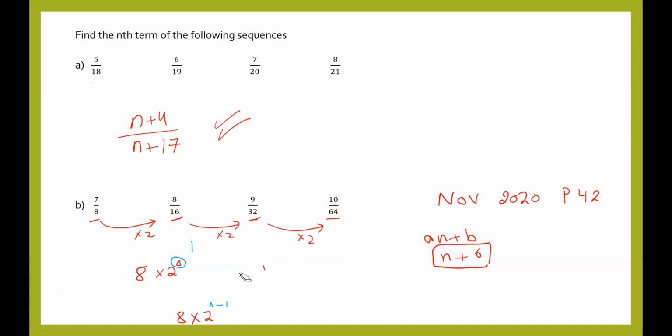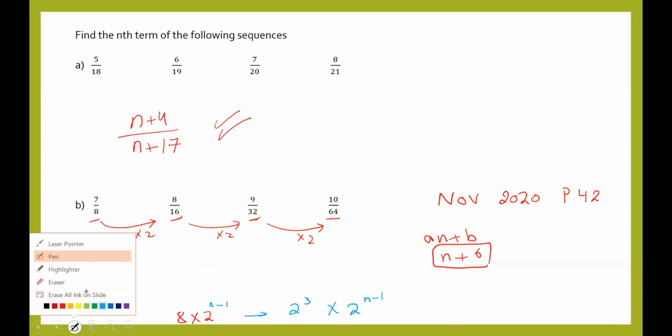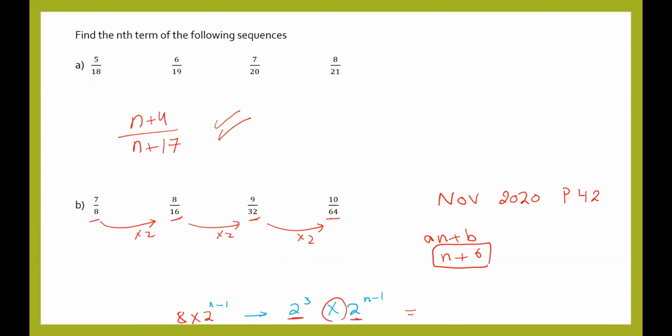As we all know, 8 is 2 to the power of 3. Here, 8 is 2 power 3 multiplied by 2 power n minus 1. We have studied in the indices: what should we do when we have similar bases and multiplication? We add the powers, so it will be 2 to the power of 3 plus n minus 1. So it will be 2 to the power n plus 2. This is the nth term of the denominator.